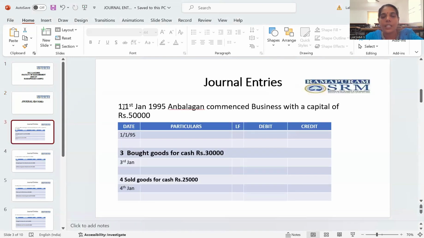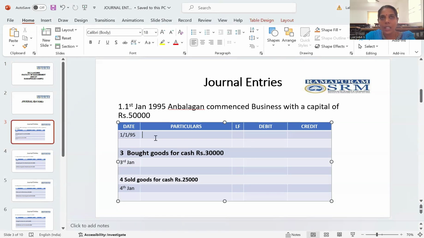See, here the first journal entry is 1st January 1995. Anbalahan commenced business with a capital of rupees 50,000. Usually in journal entry, there are two things: one is debit, another one is credit. Instead of following personal, real and nominal account, here on 1st January 1995, Anbalahan is the name of the proprietor. He started a business by contributing a capital of rupees 50,000.